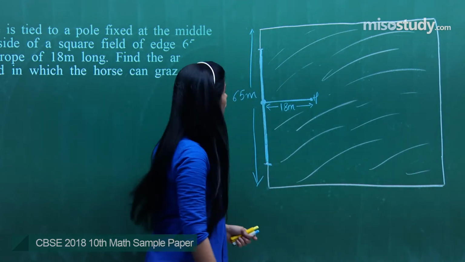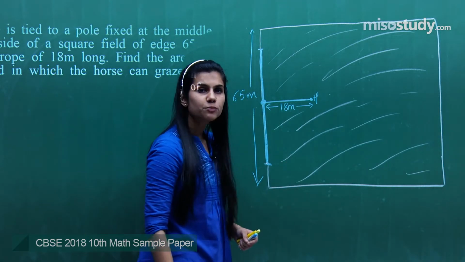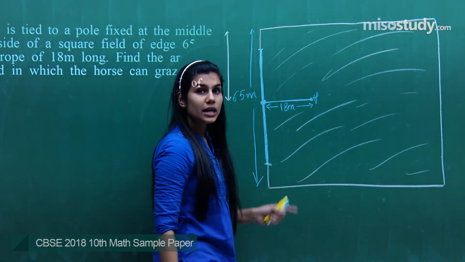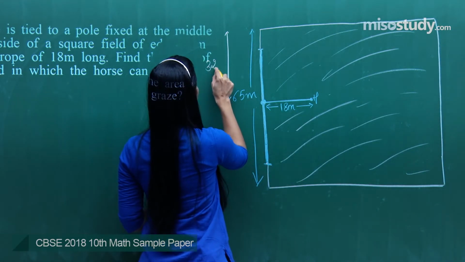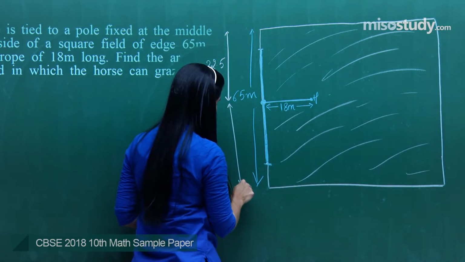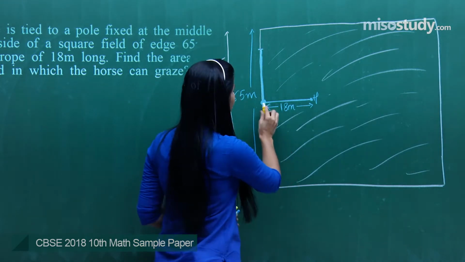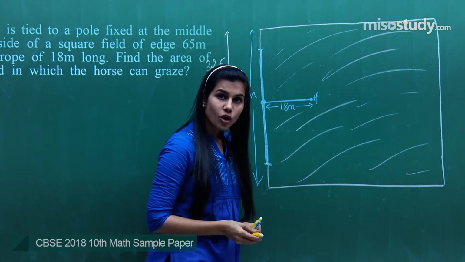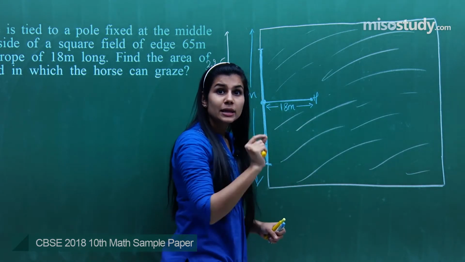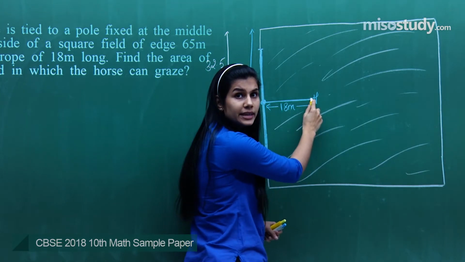Okay? Now what happens is, if this entirely is 65 and suppose I say this is my midpoint, what is this much? This is what? 32.5? Right? And what is this much? This is again 32.5. But this rope is only 18 meters long. So the maximum length of this rope is 18. The maximum far which the horse can go from this pole right now is 18 meters far.